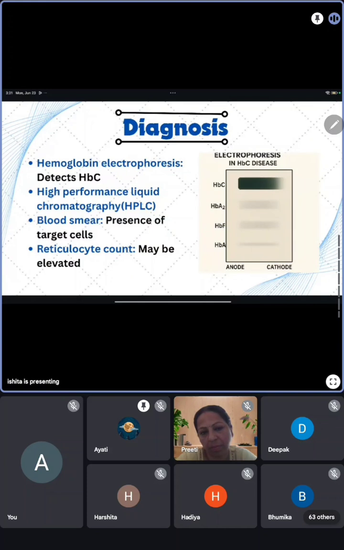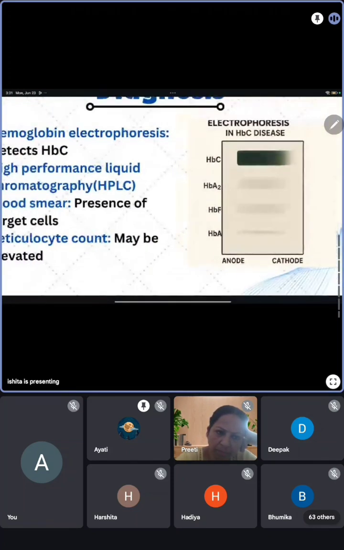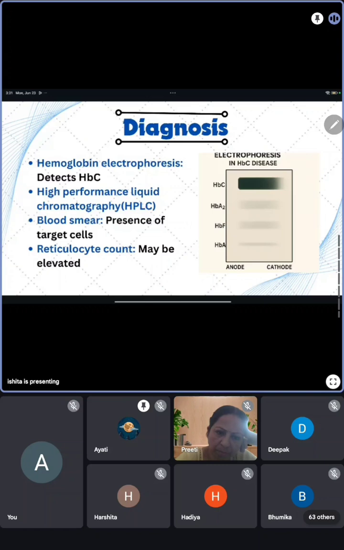So how can we diagnose this hemoglobin C disease? Let us see the hemoglobin electrophoresis. This is a chart of hemoglobin electrophoresis. Here we can see the HBC pattern is very dark in color, and the normal HBA pattern is very light in color, but HBC is very dark on this electrophoresis technique. Other techniques are high performance liquid chromatography and the blood smear, which we will see in the next slide. There is the presence of target cells, and the reticulocyte count is elevated in this disorder.